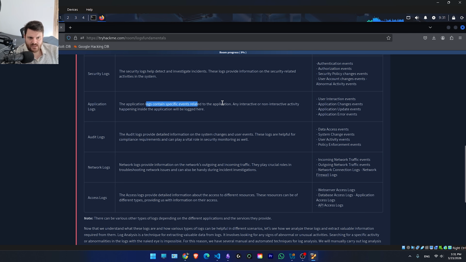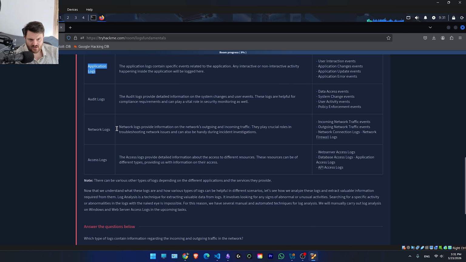Application logs. The application log contains specific events related to the application. Any interactive or non-interactive activity happening inside the application will be logged here: user interaction events, application changes and update events, and error events. Everything will be logged under the application log.